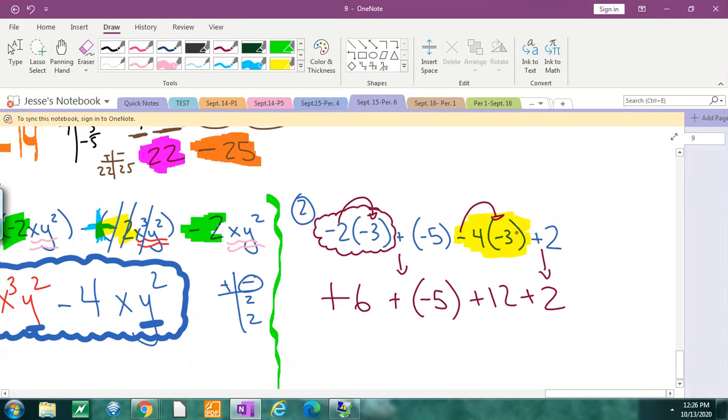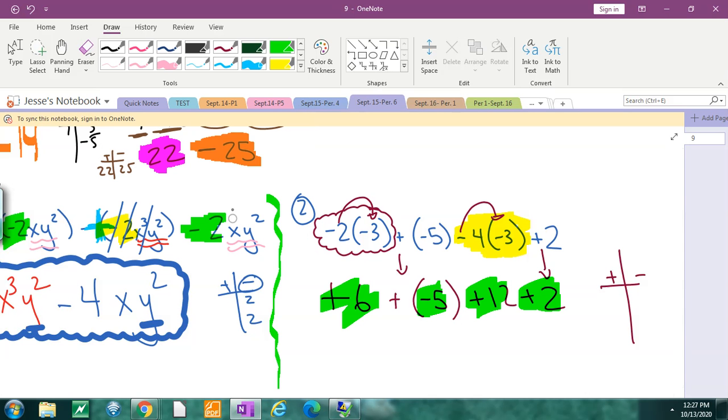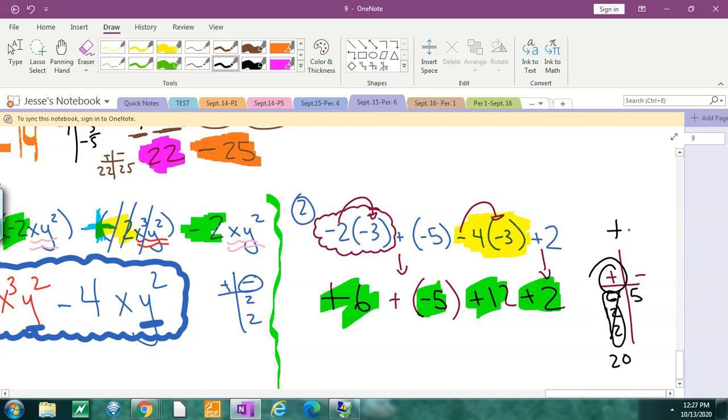Now, I could do the t-chart for all of them if I want. So I got what? I got 6, right? -5 plus 12 and 2. So I could do a quick t-chart right here. So 6 minus 5 plus 12 plus 2. But you see all these pluses? That's a total of 20. So now who won? Well, the positive, because there's 20 of them, but they won by 15. So there's your answer, 15.